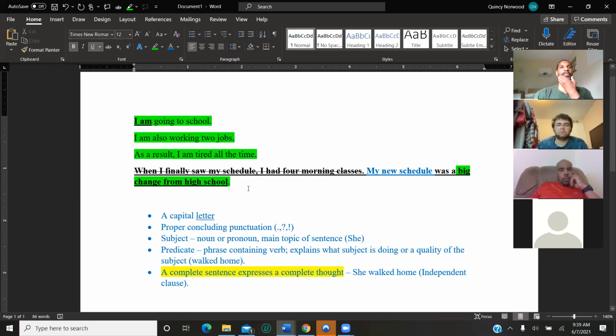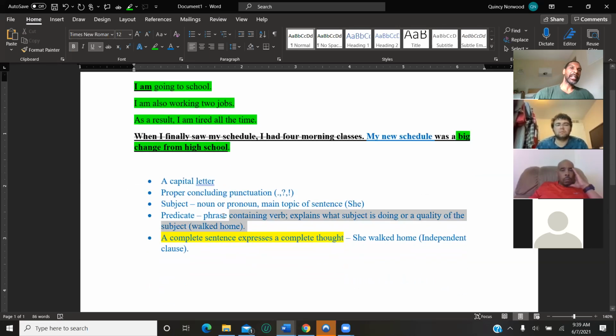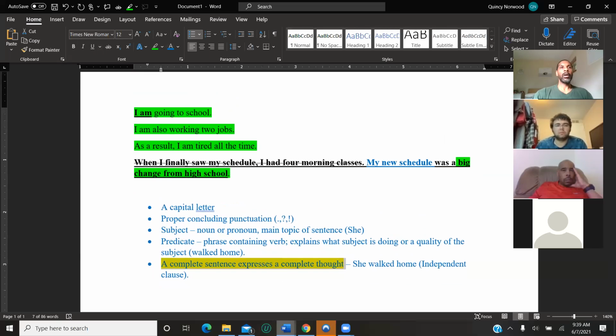So sometimes the fix is adding a subject. Sometimes the fix is adding a verb. Sometimes the fix is checking to see how I can make this express a complete thought, just like Andrew just told us. But now let's see what our book has to say about all this.